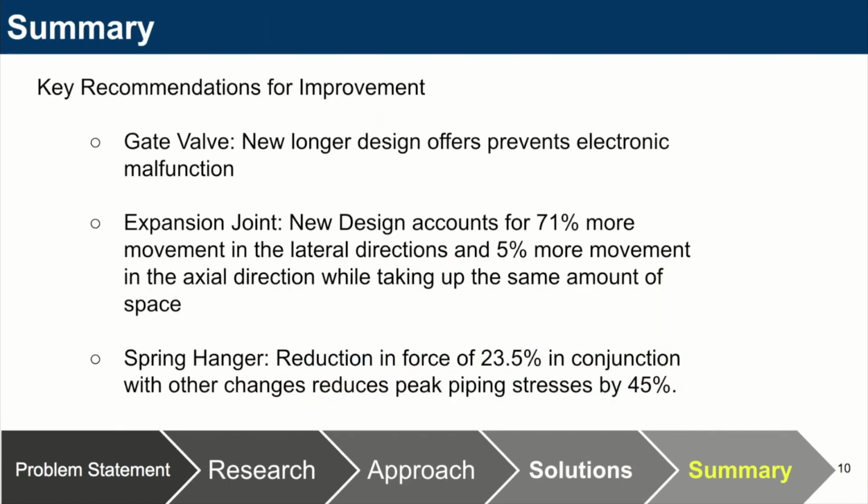Here is our summary. The new design gate valve can produce a safer place for electronics and can clean the ash jammed inside the pipe. The new design expansion joint can take much more movement in the vertical direction and more movement in the horizontal direction. After all changes, the spring hanger can take less force, and the peak piping stress is reduced by about half.